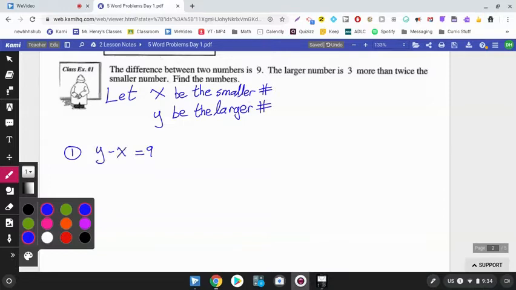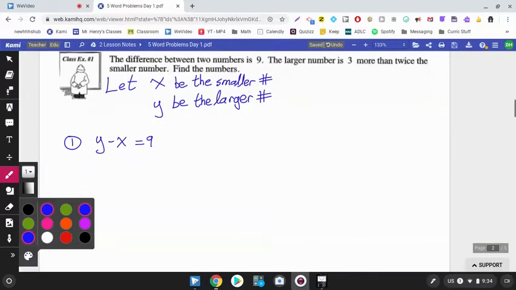Y subtract x equals 9. That's my first equation. If I'm going to solve a system of equations, I probably need to have two equations. So then you go to the other one, which says the larger number is, and is that key word where it normally means equals. The larger number is, so I'm thinking y equals 3 more than twice the smaller number.